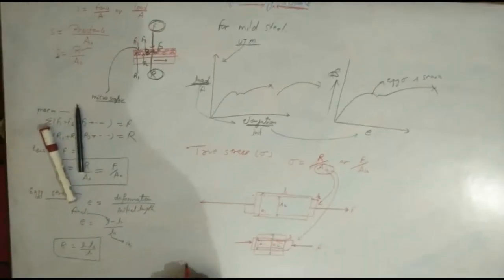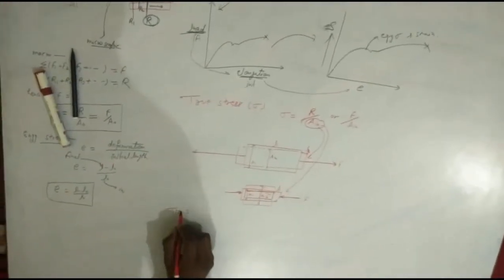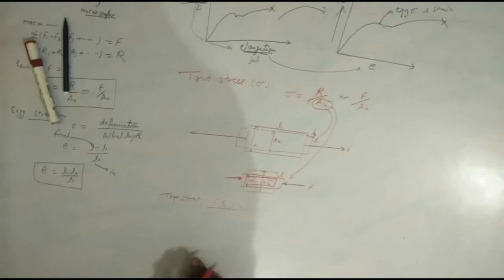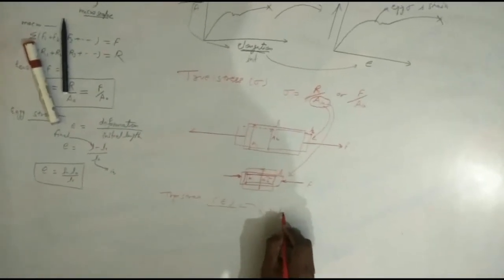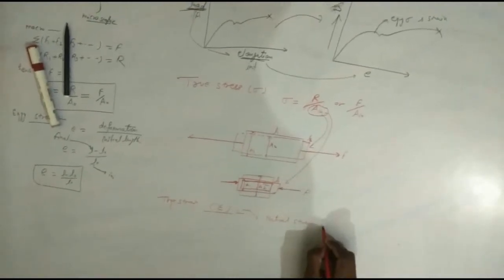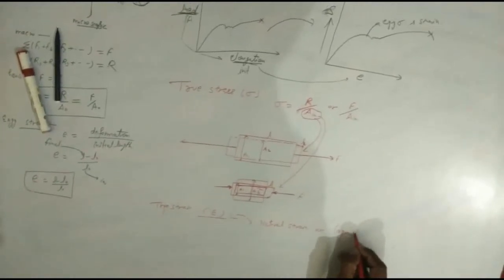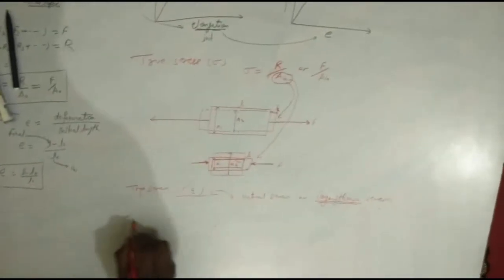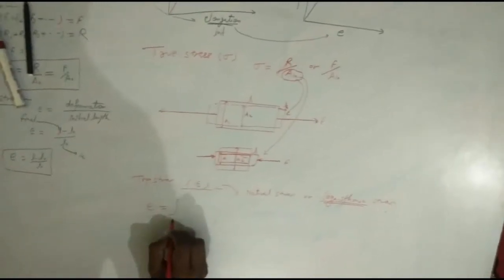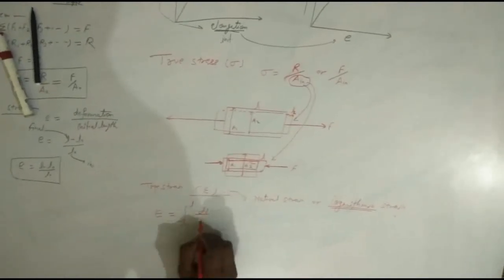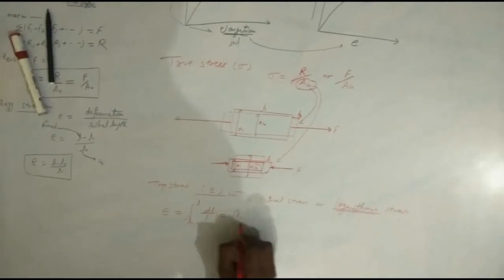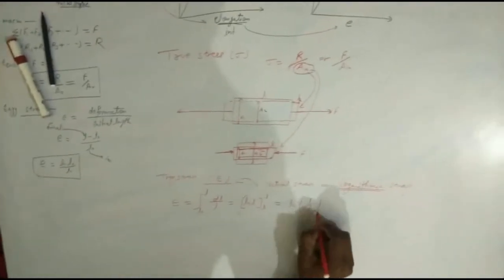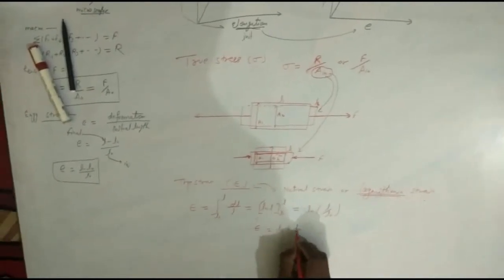So what is true strain? It is denoted by epsilon. True strain is also known by other names: natural strain or logarithmic strain. So we define the true strain epsilon equal to the integration from L naught to L of dL by L, which is ln of L by L naught. So epsilon equal to ln L by L naught.